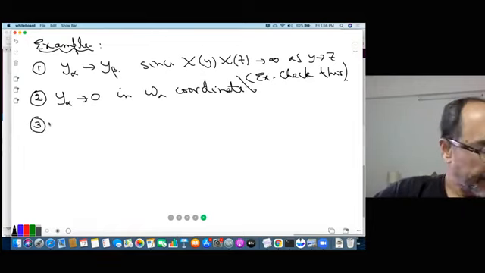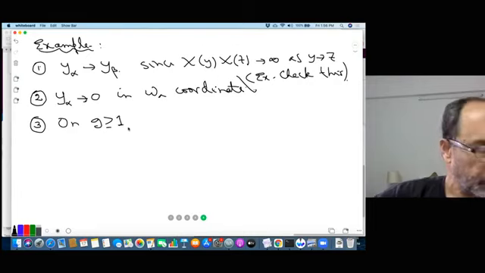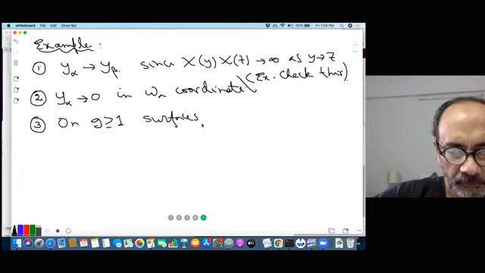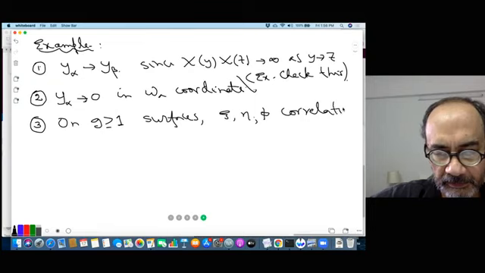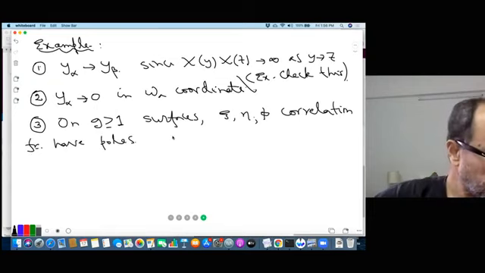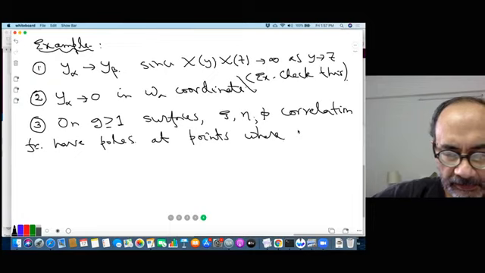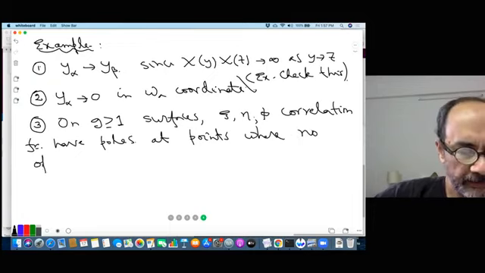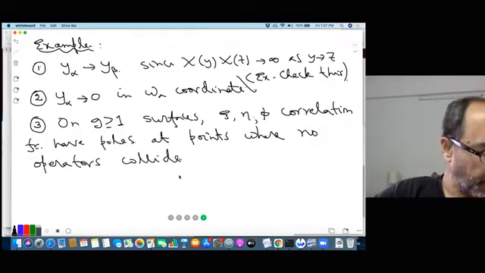There is another surprising class of singularities on surfaces of genus 1 or higher, that means torus or higher. When you write down the expression for the xi eta phi correlation function, it can have poles at points where no operators collide. These are perhaps the most surprising kind. It doesn't follow the usual intuition of conformal field theory.